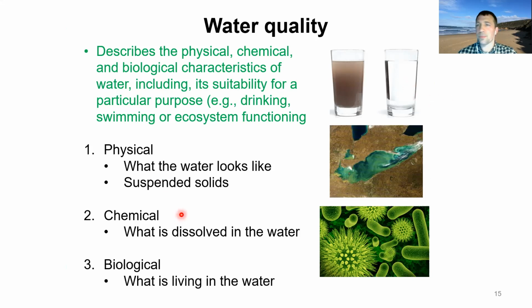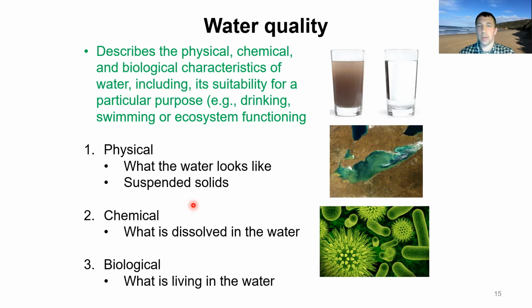All right, chemical. The chemical attributes of water essentially consist of what is dissolved in the water. Are there contaminants dissolved in the water, which could make it harmful if you were to drink it? Perhaps there are non-toxic chemicals dissolved in there, but they give the water a bad taste. That's also part of water quality.